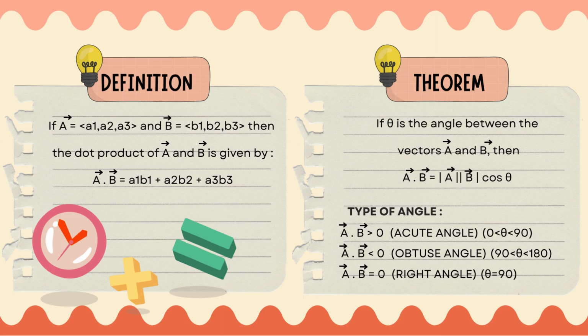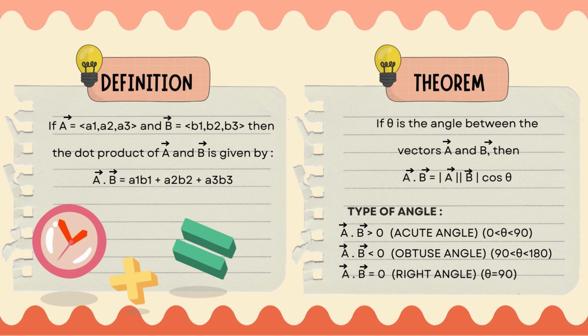The theorem of dot product is if theta is the angle between the vectors A and vector B, then vector A multiply vector B equal to magnitude vector A multiply magnitude vector B multiply cos theta.